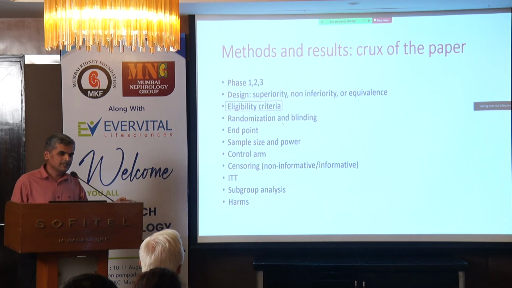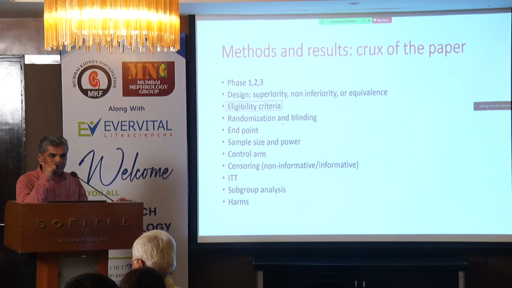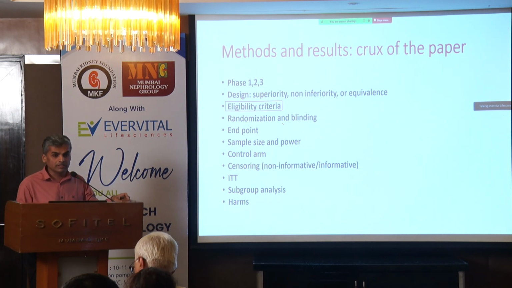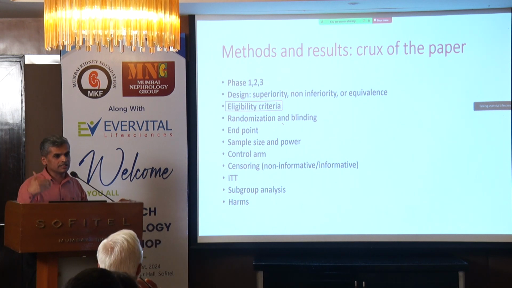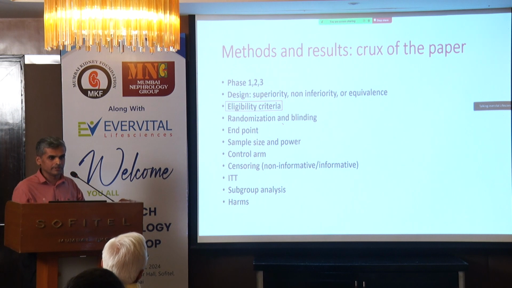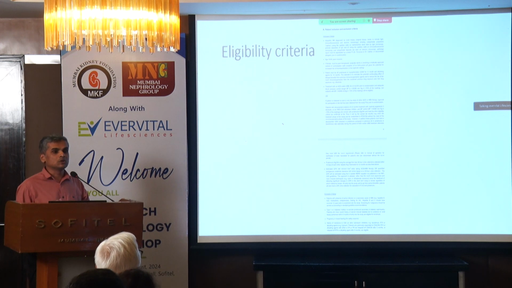Now, eligibility criteria. This is another very, very important part, and many times NEJM or Lancet will not have space to publish the inclusion and exclusion criteria in the main body of the paper. And Sahib will give you only the main body of the paper. So that's why many times we'll have to reach out to Dr. Khanna and get the supplementary appendix where we'll get details of inclusion and exclusion criteria.